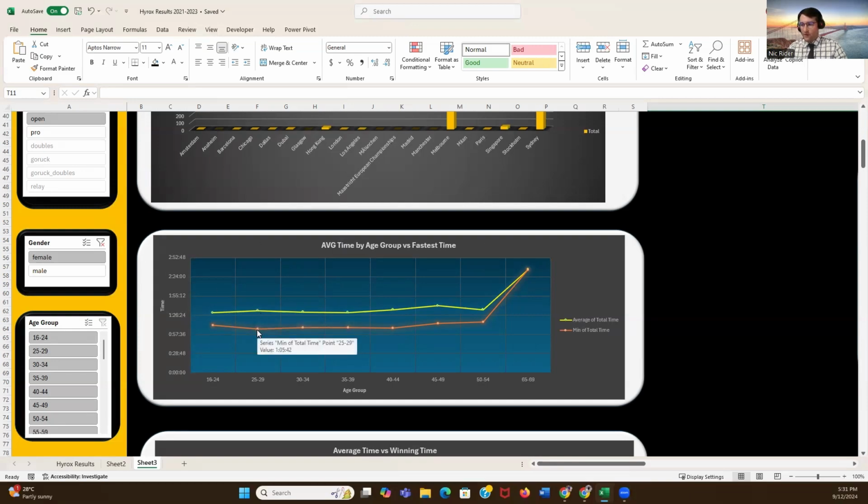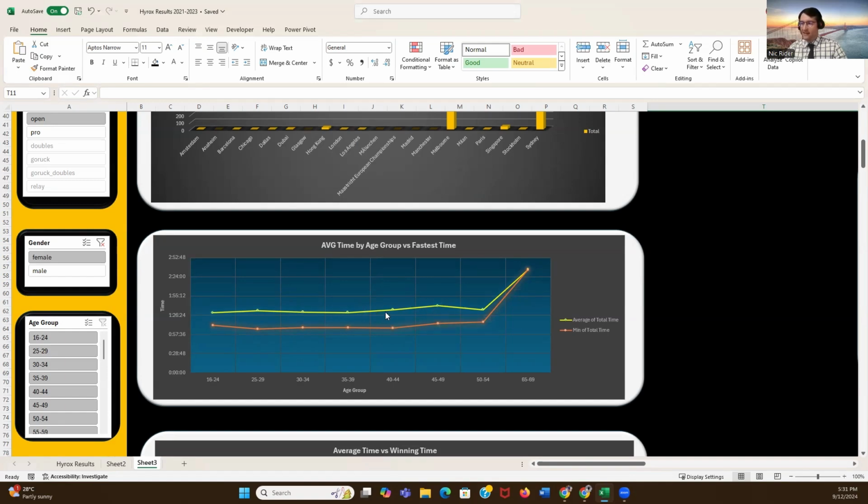Next here, 25 to 29, females in open, winning time an hour and 5 and 42 seconds, and an hour and 33 average there. So realistically, an hour and a half is probably a pretty good time for most people to aim for to get into Hyrox, because as you can see along here, female-wise, in the 1:30s, it's pretty consistent with the average time.